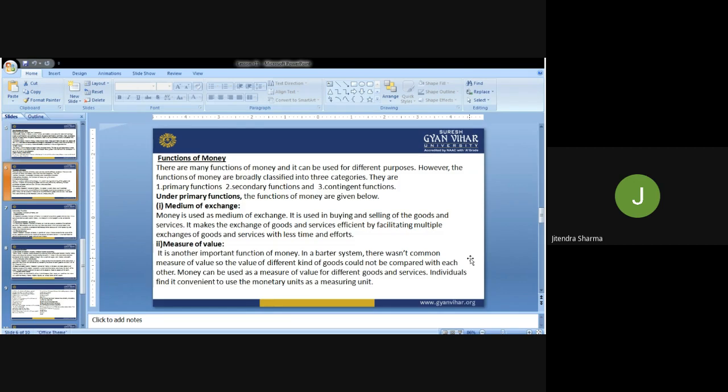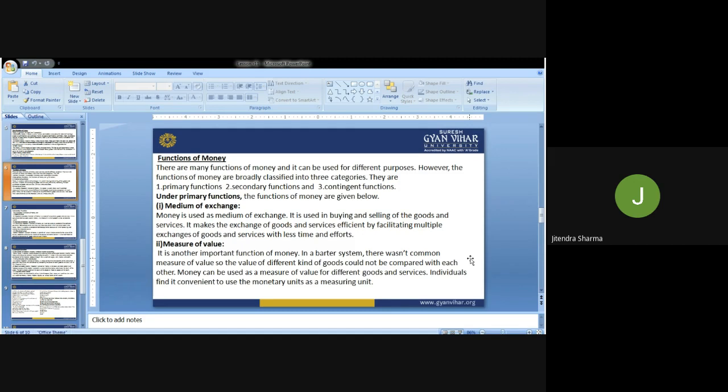So let us have a first look. From the functions point of view, we have subdivided these functions under three categories: primary functions, secondary functions, and then contingent functions. Let us discuss them one by one. Under primary functions, the functions of money are given below. From that slogan you have all the functions. Number one, medium of exchange.